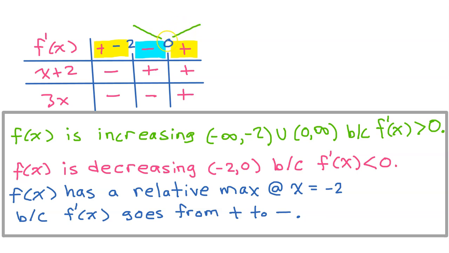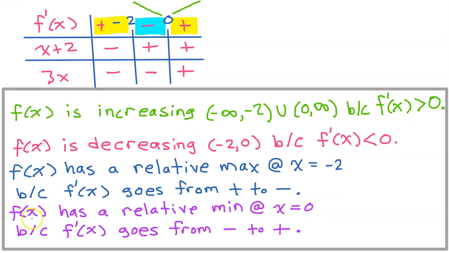Similarly, if f of x is decreasing in this interval and increasing in this interval, that means there must be a relative minimum at 0. It's at the bottom of this valley. So we would say f of x has a relative min at x equals 0 because f prime goes from negative to positive.